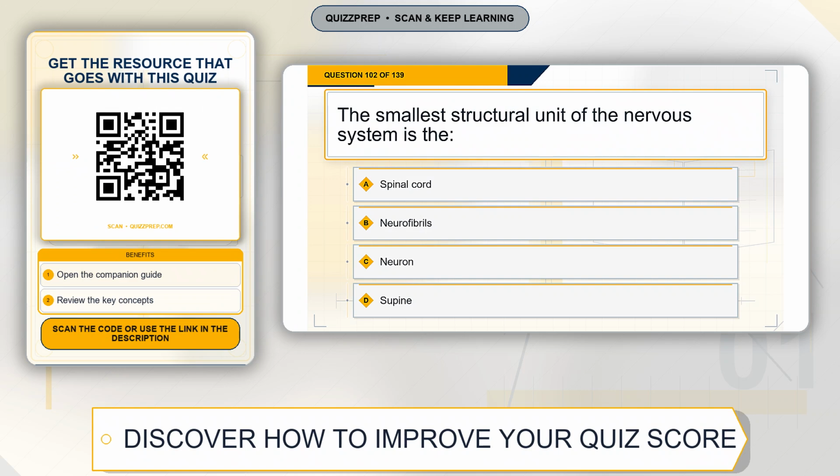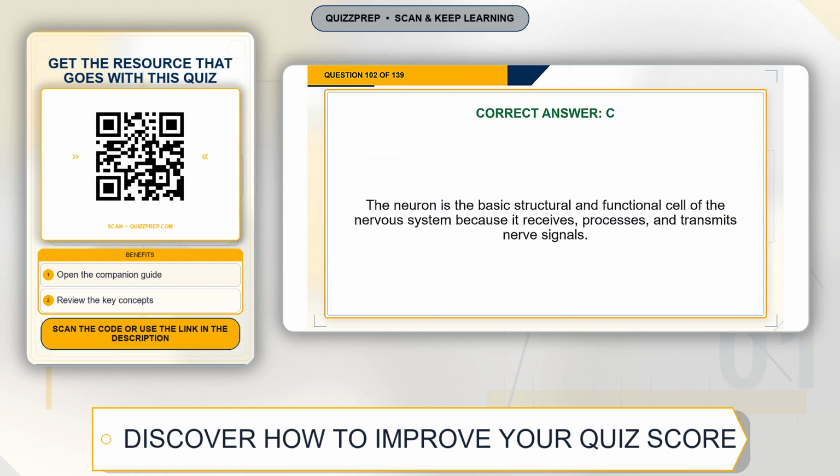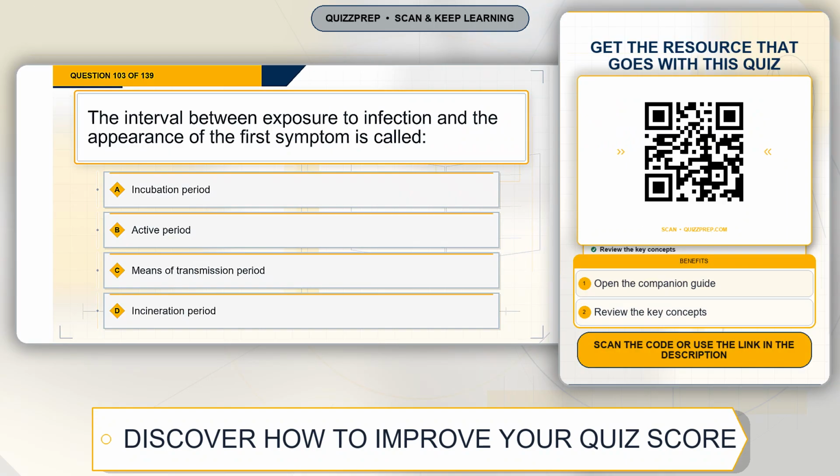Question 102. The smallest structural unit of the nervous system is the option A, spinal cord, option B, neurofibrils, option C, neuron, option D, supine. The correct answer is option C, neuron. Explanation. The neuron is the basic structural and functional cell of the nervous system because it receives, processes, and transmits nerve signals.